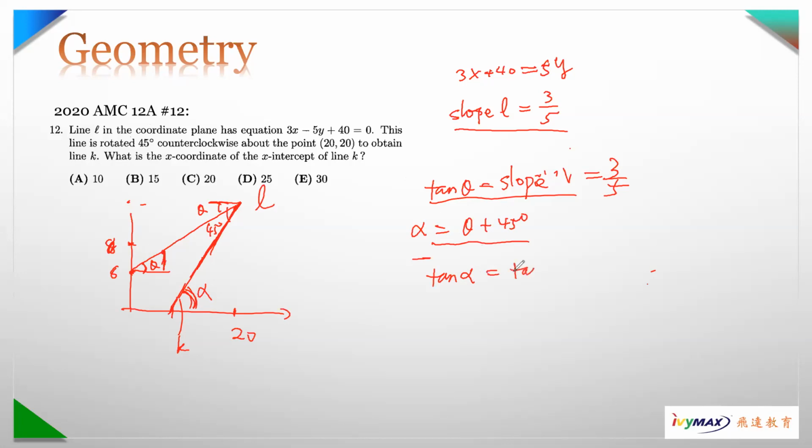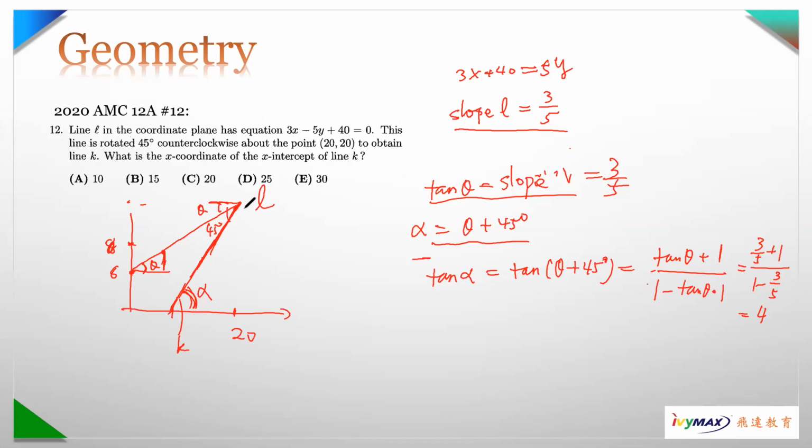So using the formula for the tangent, that gives you tangent theta plus tangent 45 over 1 minus tangent theta times tangent 45 again. So it should give you 3 over 5 plus 1 over 1 minus 3 over 5. So it should give you 4. Okay, so tangent of alpha should be 4, which gives you that the slope of that line should be 4.